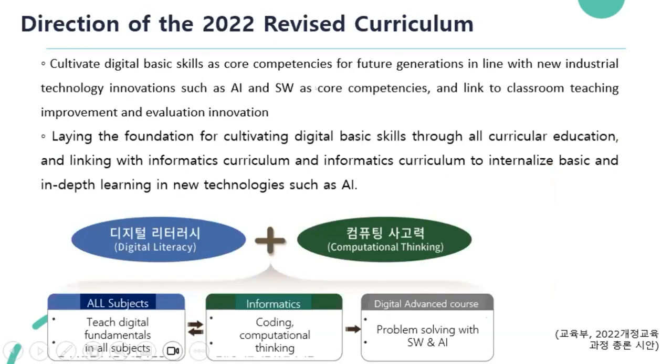This slide shows how the 2022 revised curriculum emphasized digital literacy and computational thinking. Basic digital literacy instruction will be provided in each course. In addition, coding and computational thinking will be emphasized in the informatics subject. Also, a variety of courses in high school will offer advanced courses that use coding and computational thinking to solve complex and interdisciplinary problems, for example using data from other subjects.